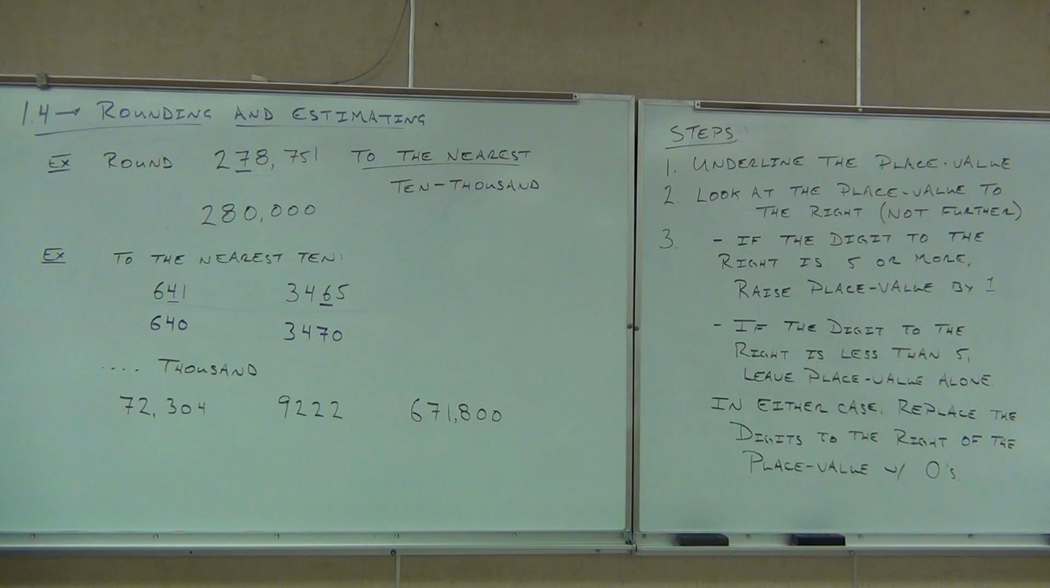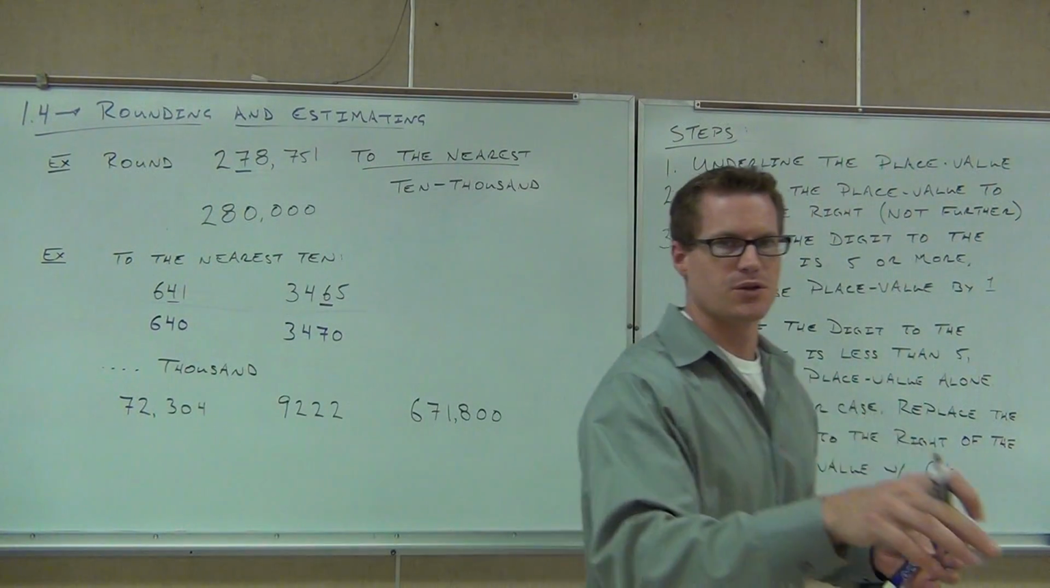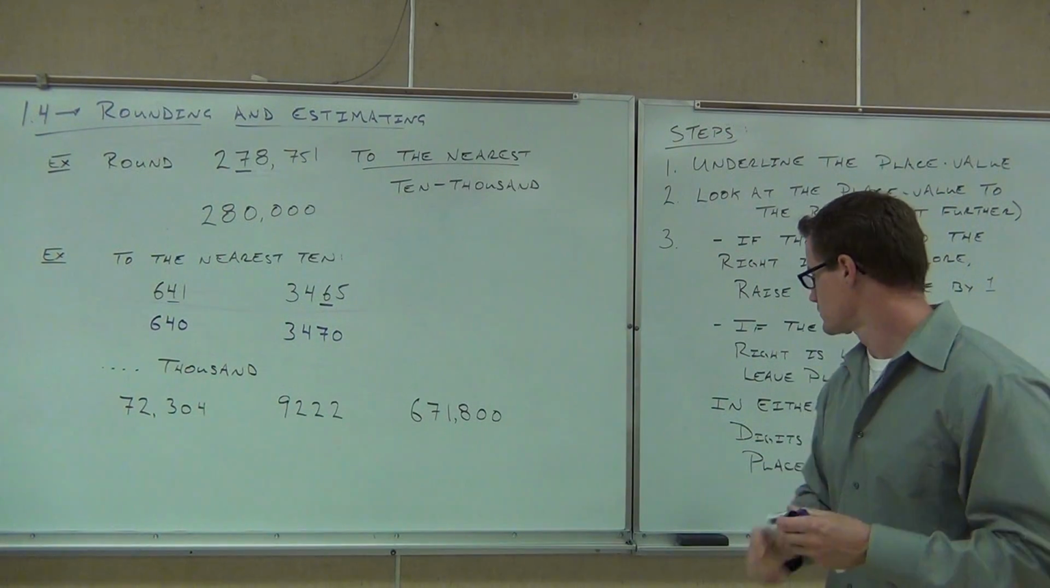Actually, why don't you give these a try? Try them on your own. I'm going to erase the other side of the board. Do these ones, identify the appropriate place value. See if it's good, if the place value is moving up or down by looking to the digit to the right. And then replace all those digits with zeros when you're done.